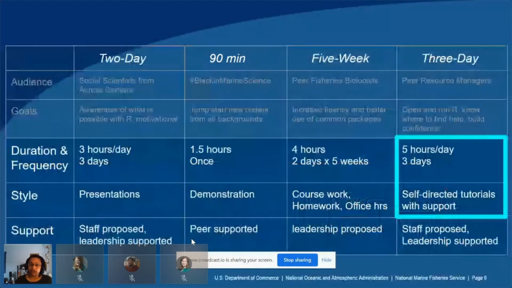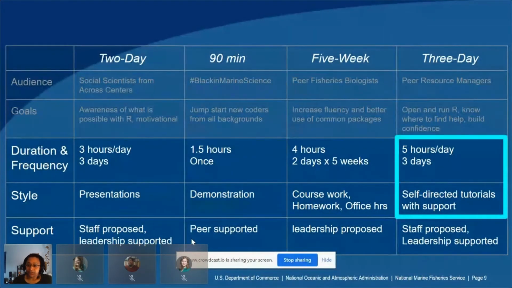So the times also varied, as you can see here. We went from a 90-minute to a three-day class. And in all of these, we've only offered these once. So we're analyzing the feedback now to see how the structure for each of these offerings should be changed. And that feedback is integral to really targeting what is a useful way to present this information for our audience.